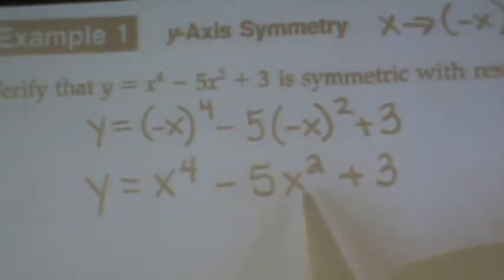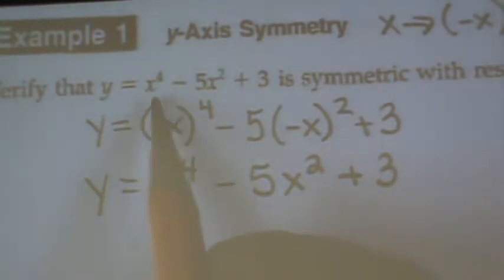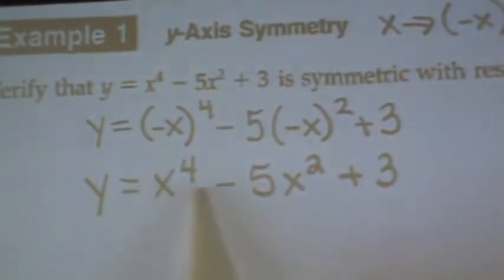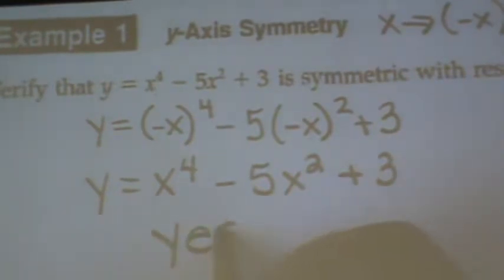And did we get this, we evaluated it or simplified it. And did we go back to its original? Every term has to be exactly the same. Yes. It has symmetry to the y-axis. Okay.